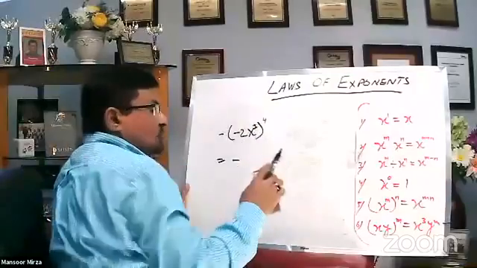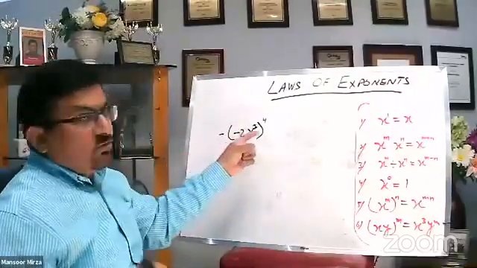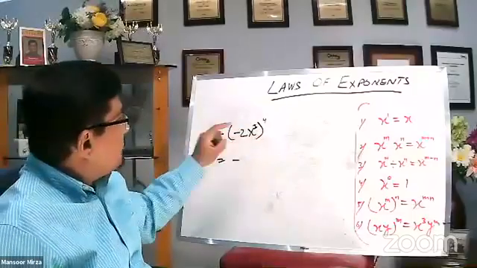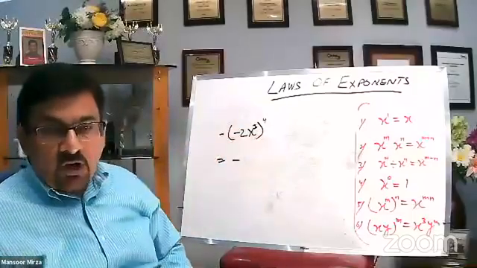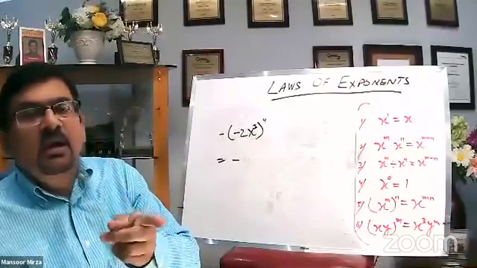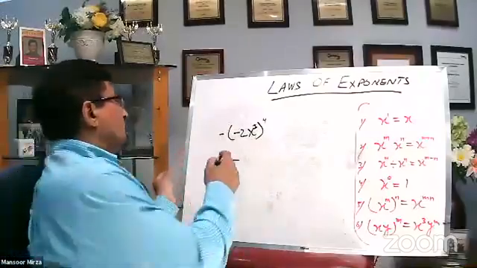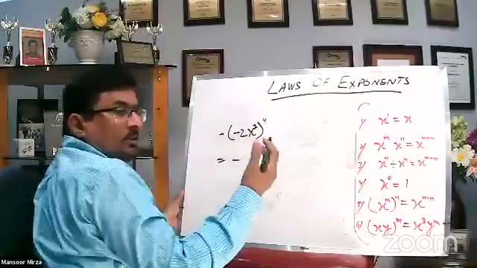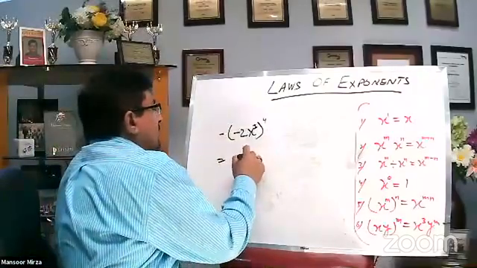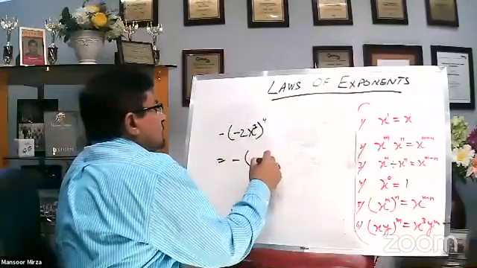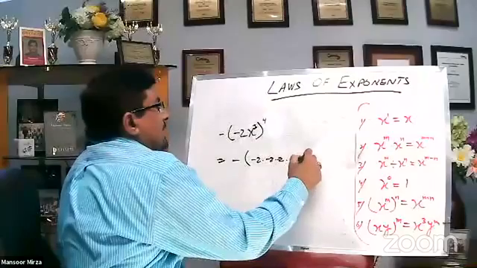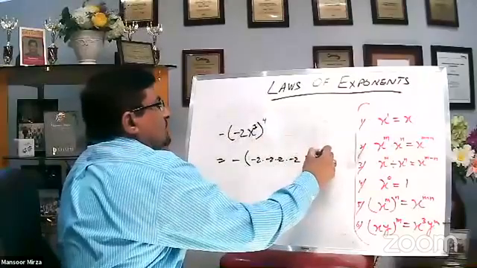So what I'm going to do is open this bracket. As soon as I open the bracket, this negative sign will be changed to positive. 2 times 2 is 4, 4 into 2 is 8, 8 into 2 is 16. Let me just break it so you can understand easily. I'll say minus 2 into minus 2 into minus 2 into minus 2, and then x to the power 3 into 4.